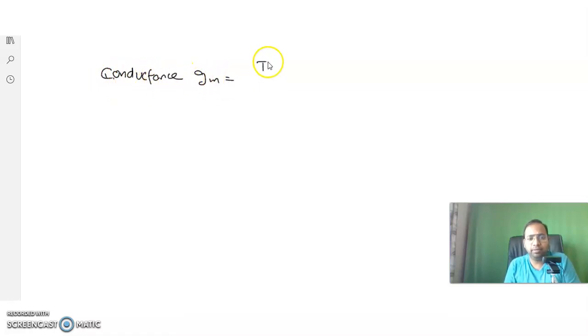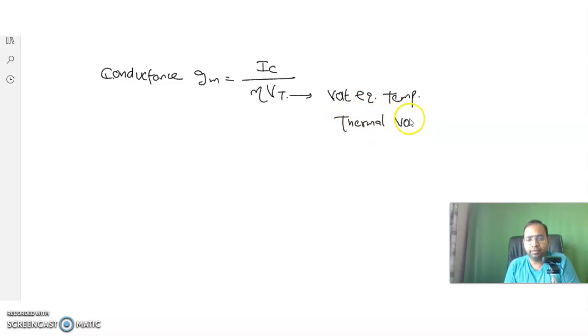gm is equal to IC divided by eta Vt, where eta depends upon silicon and germanium, so it becomes equal to 1 or 2, and Vt can be taken as the voltage equivalent of temperature, generally called the temperature equivalent voltage, or simply the thermal voltage. This thermal voltage Vt is equal to kT by q, where k is the Boltzmann constant and q is the charge of the electron.